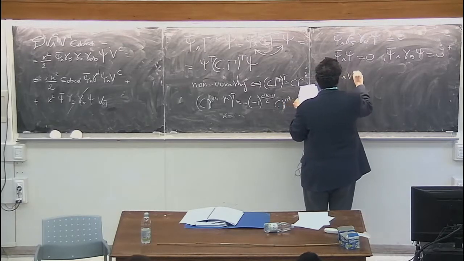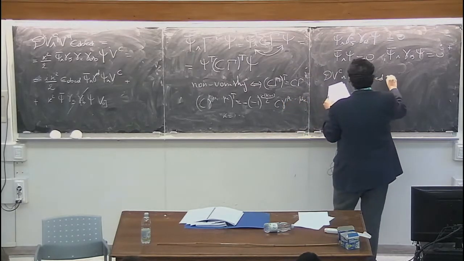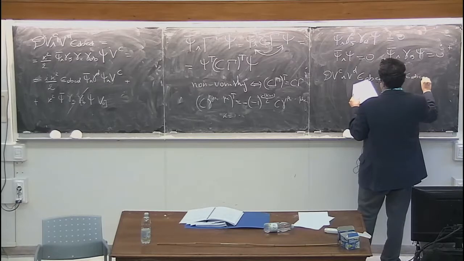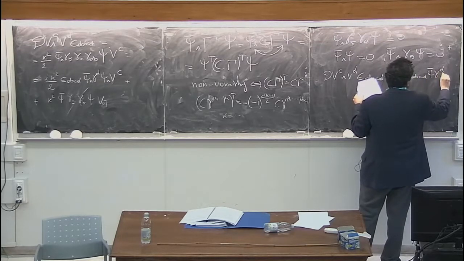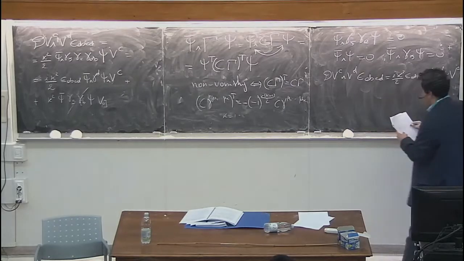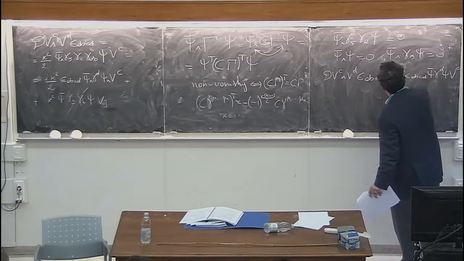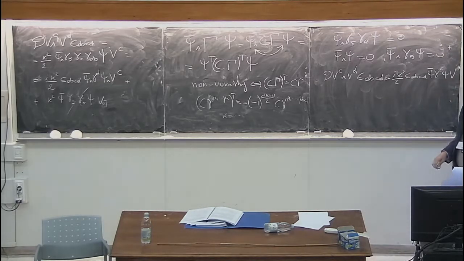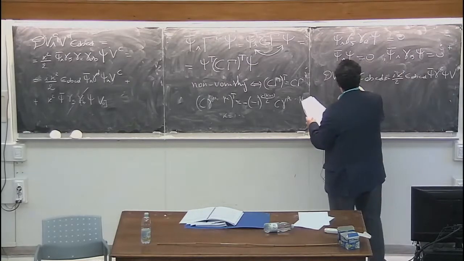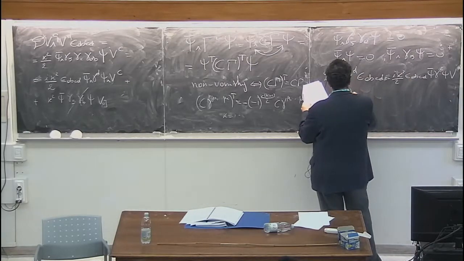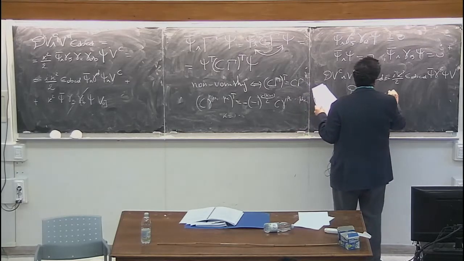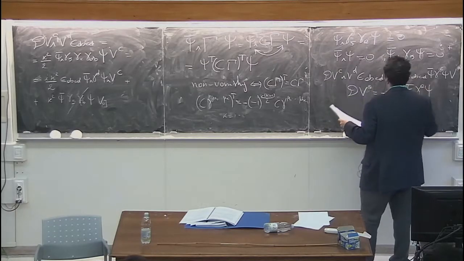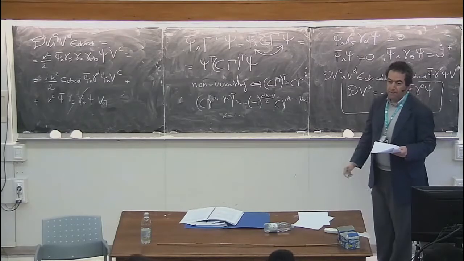BC wedge VD epsilon ABCD equals i kappa squared divided by 2 epsilon ABCD psi bar gamma D psi VC. Okay? Well, let me put a minus here and interchange these two. Okay, I take away all the epsilon for the common factors, and then I get dVA equals minus i kappa squared divided by 2 psi bar gamma A psi.